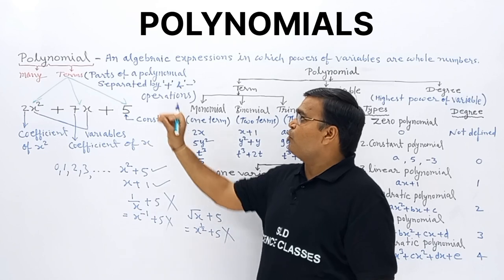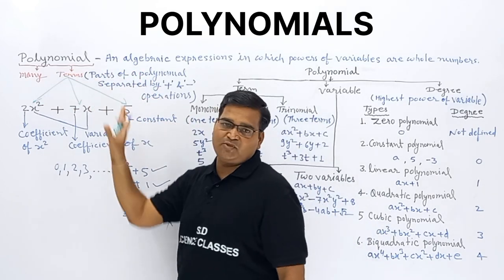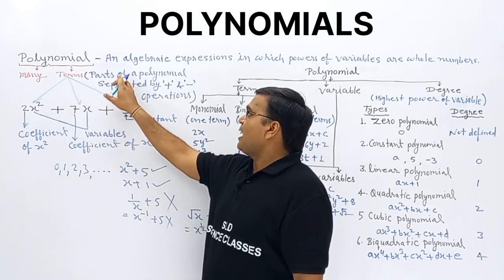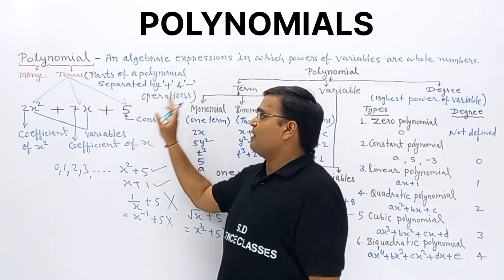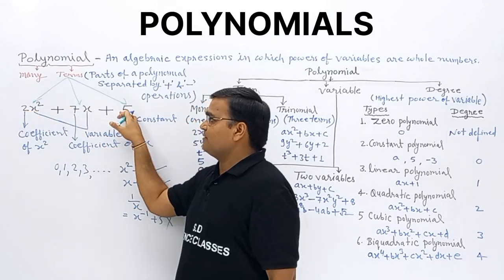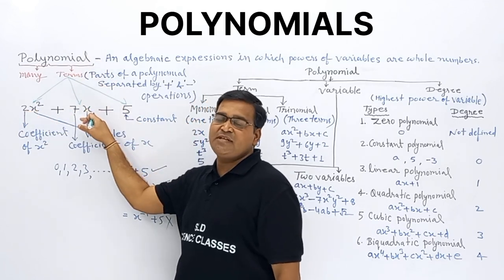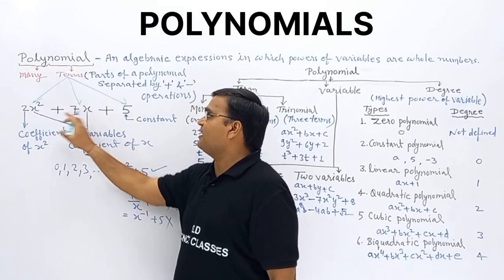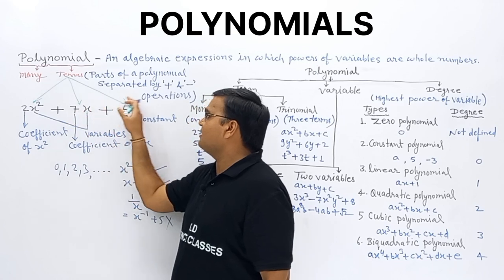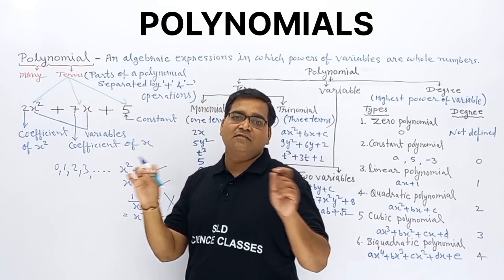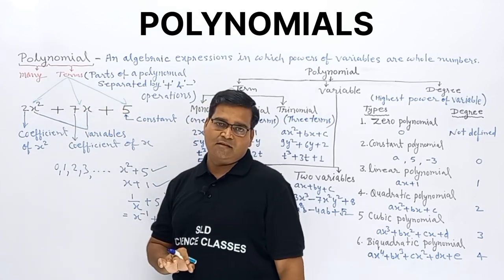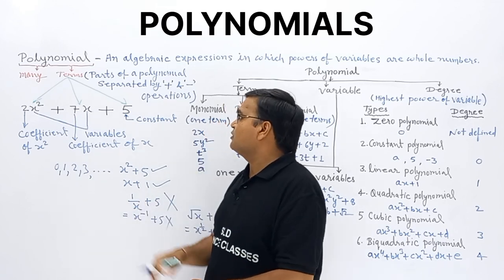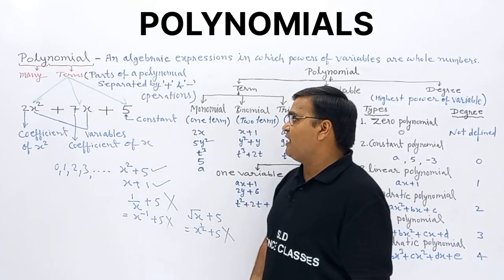Just revising: polynomials means many terms. Polynomials have many terms. Terms are the parts of the polynomial separated by plus or minus. Now this is the expression. Polynomials are algebraic expressions in which some terms are separated. This is one term, this is another, and this one is another. Terms are separated by plus, and we can use minus also. In some examples, there will be a minus. So terms are separated by plus and minus.